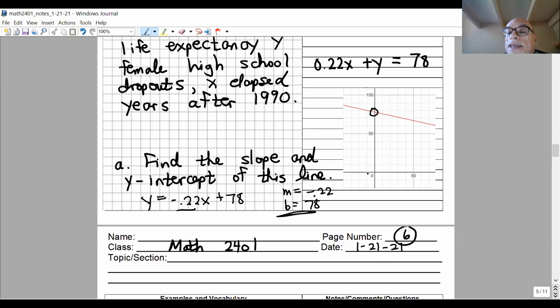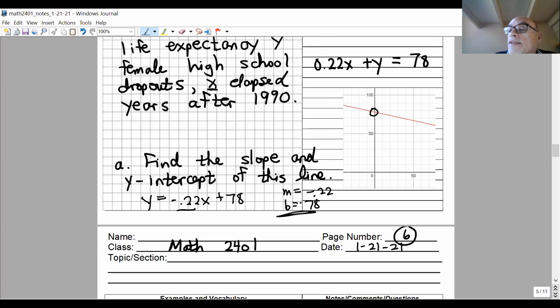All right, that's pretty easy to understand as well. See, 78 means when x is 0, y is 78. So what does x in this problem mean? What is the variable x telling me? That's elapsed years after 1990. So when x is 0, what year are we referring to? 1990, that's right. So the y-intercept is telling us something about 1990, and what was happening in 1990?